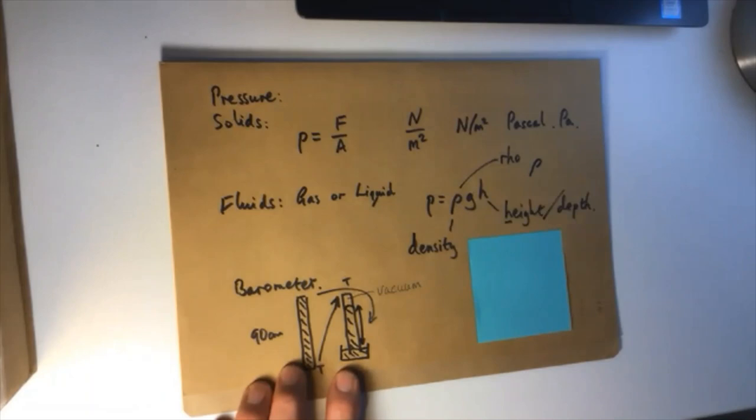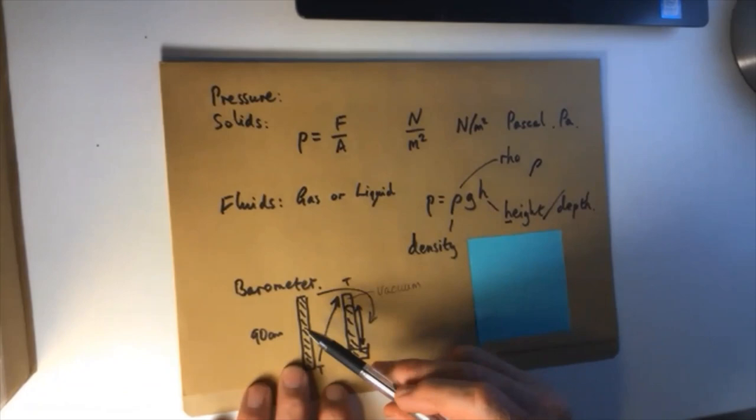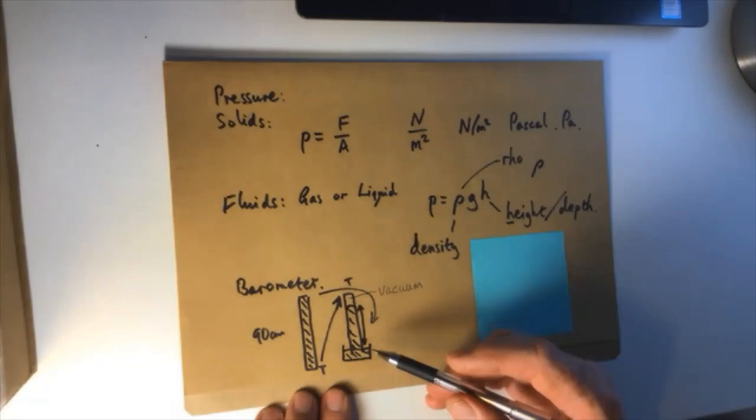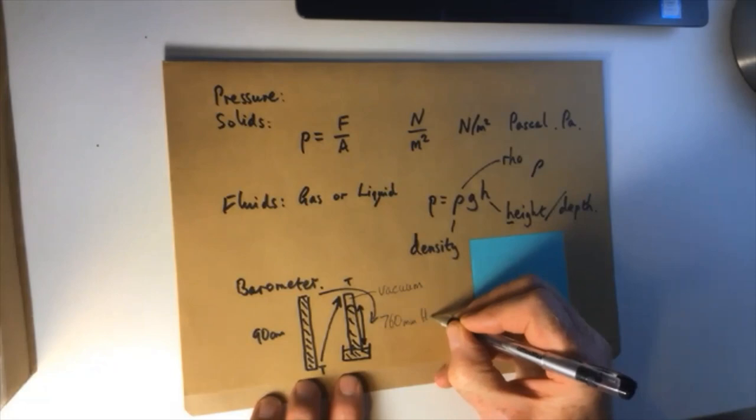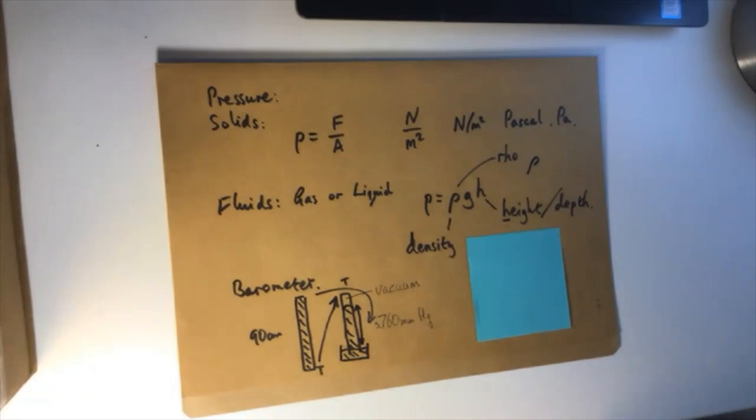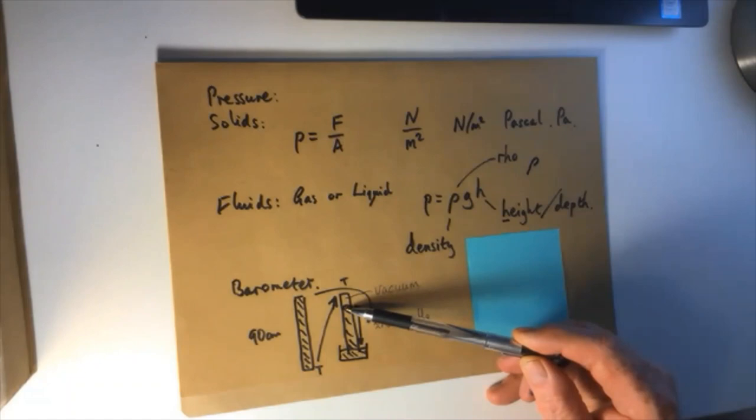So we get our mercury, put it in a tube, nice strong tube, flick it upside down, put it into a little bowl of mercury, and the whole thing comes to rest. The whole thing stabilizes out with about 760 millimeters of mercury here. And what's happening, guys, is that the air pressure is pushing down here and that forces the mercury up.